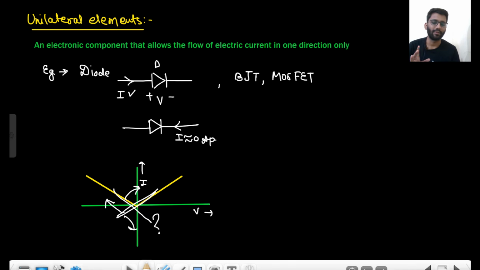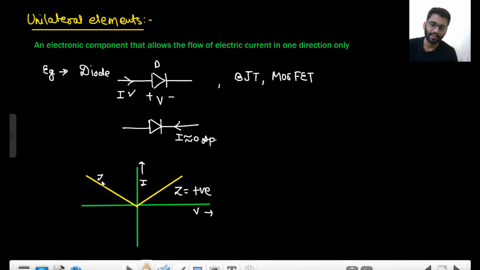So this is not symmetric about origin. Or how you can check? What is the value of Z here? Z is positive. And what is the sign of Z here? Z is negative. So at one side you are getting Z positive, at one side you are getting Z negative. So this is not symmetric about origin.